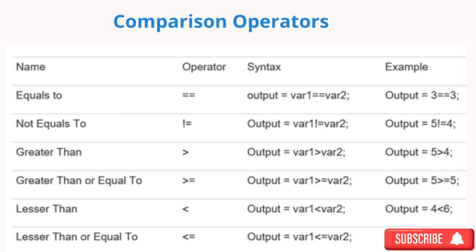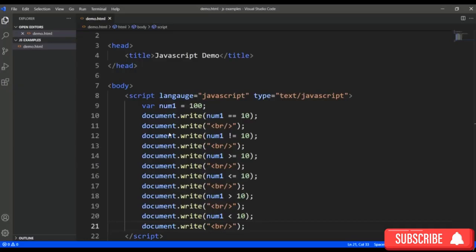So all these operators will compare two values and will always return a boolean, either true or false, on the basis of the comparison made. So let's see practically how we can start implementing these operators. For implementing the comparison operators, I have simply taken a variable and, using the assignment operator, I have assigned a value of 100.